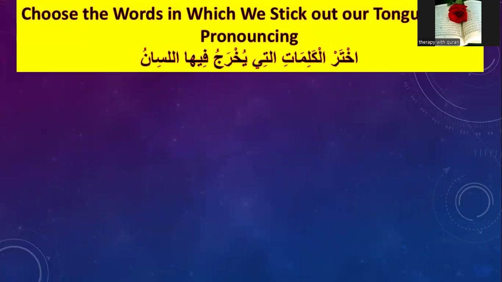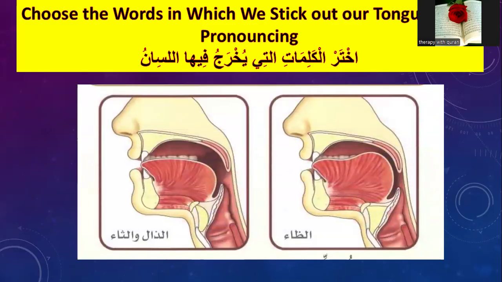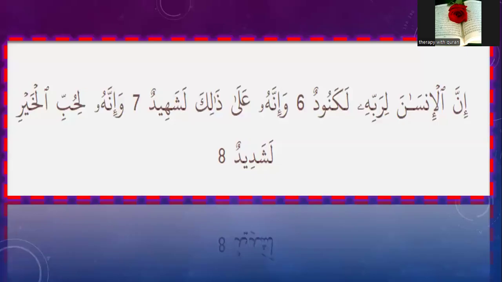Let's go to the next step. Choose the words in which we stick out our tongue when pronouncing. Please look at the ayah. Which word has letters that stick out your tongue when you pronounce it? Can you remember which letters stick out our tongue when pronouncing? Yes: dal, ta, and za. Try to find the words with these letters. Yes, this word, dalika. Can you find another word? No, this only. Yes, it's dalika.